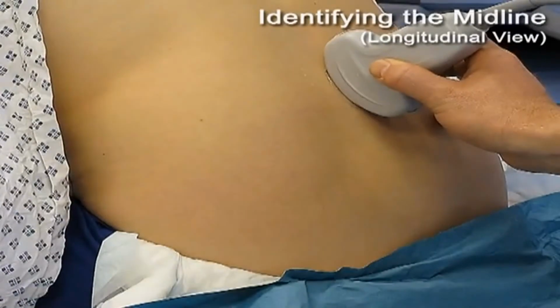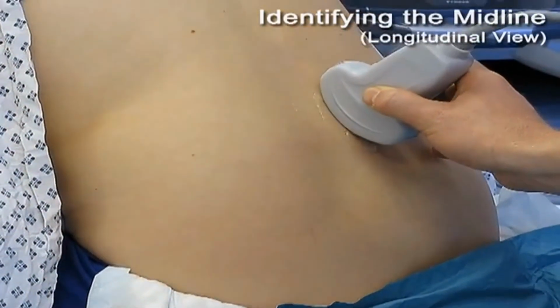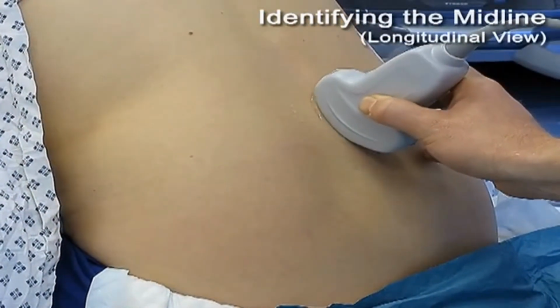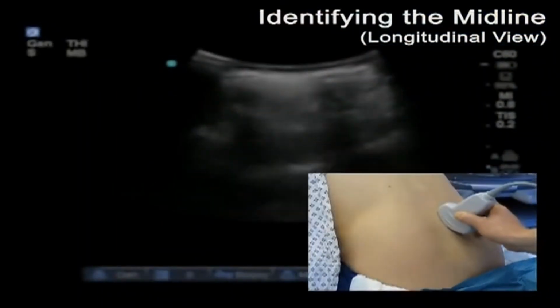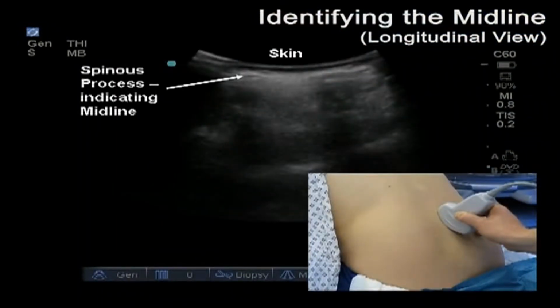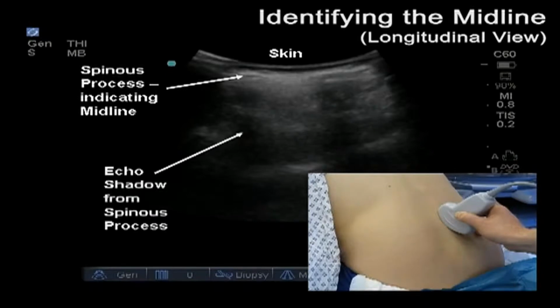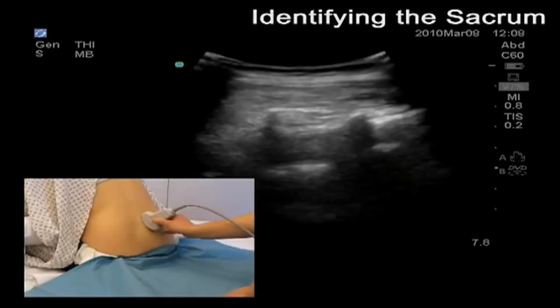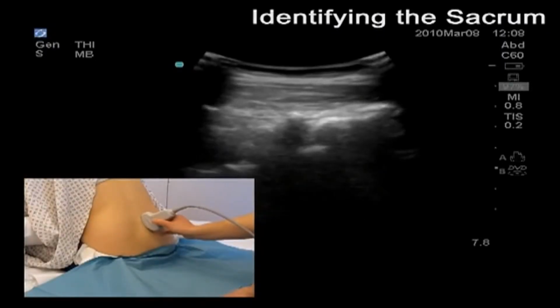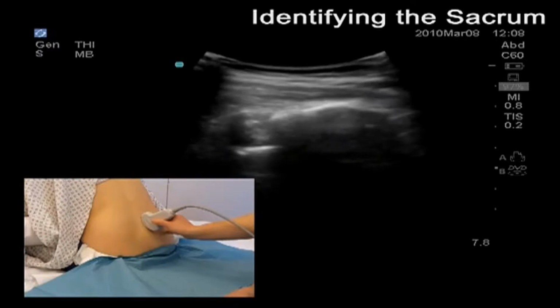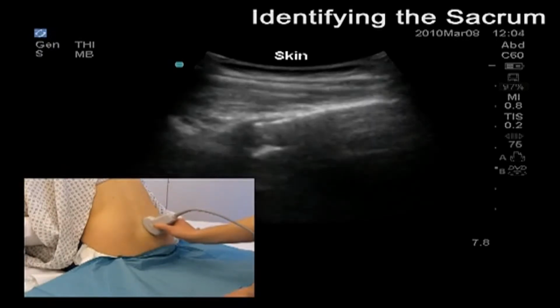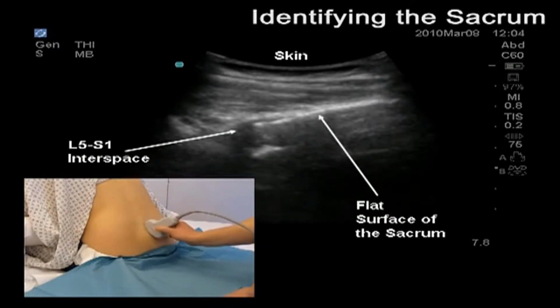The first step is to find the desired level. We have chosen L3-L4. Using the probe in the longitudinal plane, the midline is identified by locating the spinous processes. These are the most superficial echo bright structures. They cast an echo shadow as ultrasound does not penetrate beyond them. The probe is then moved caudally to identify the flat surface of the sacrum.